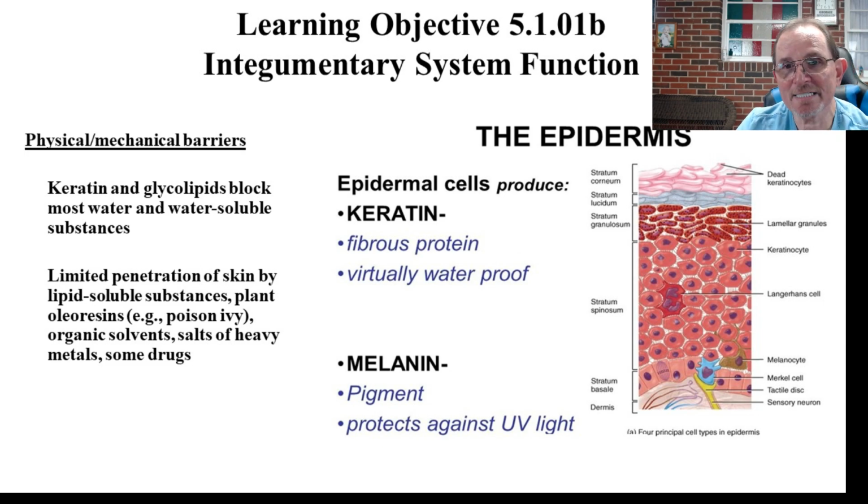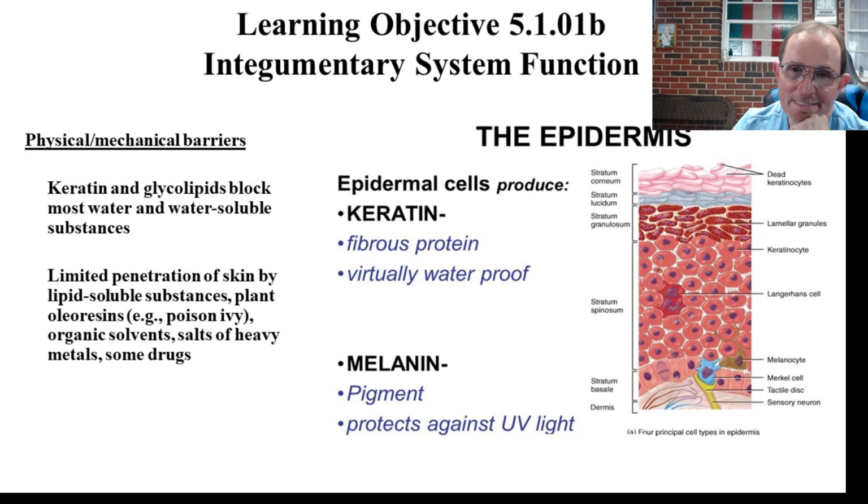But again, just like in every case we talked about, anything that's lipid soluble doesn't have such a hard time getting in. Oleoresin is the substance produced by poison ivy that can get in there and cause lots of problems. Some organic solvents, some salts, some drugs can be absorbed through the skin. But for the most part, it's a really good protection system.